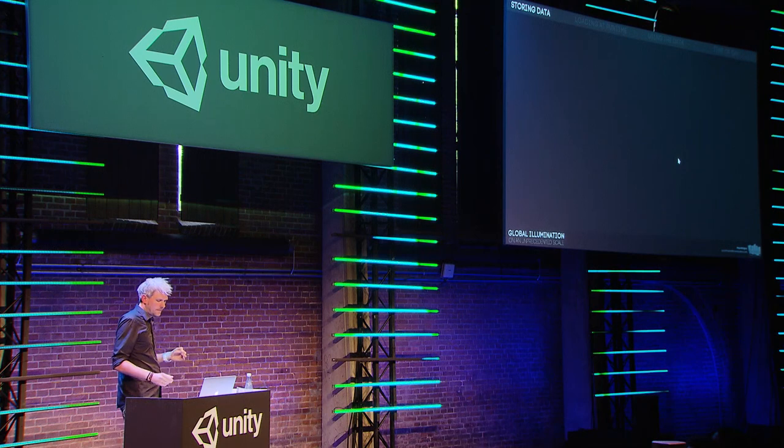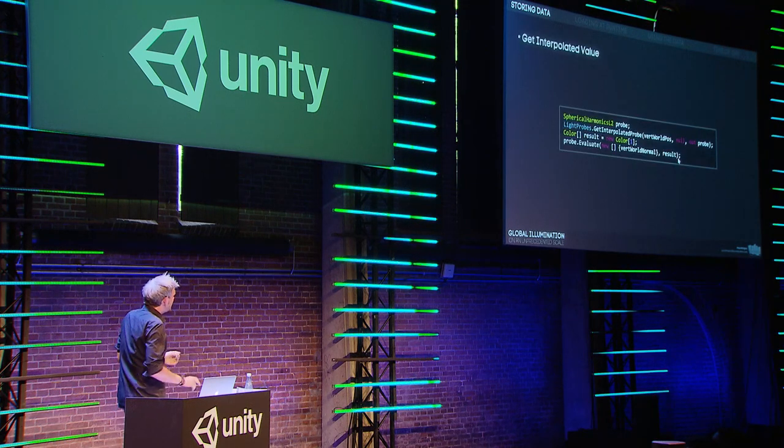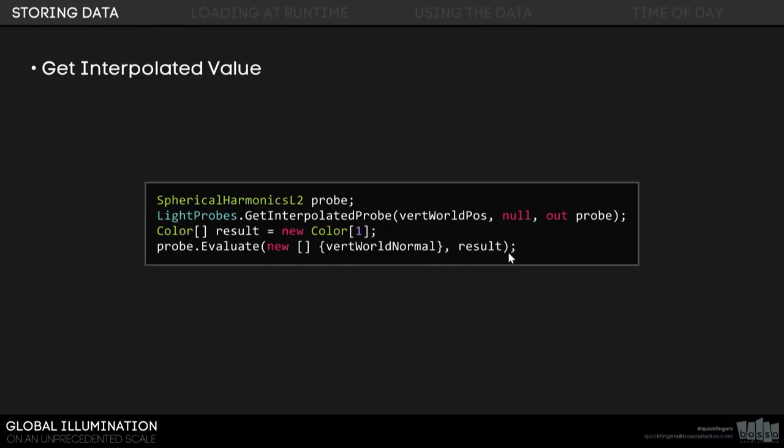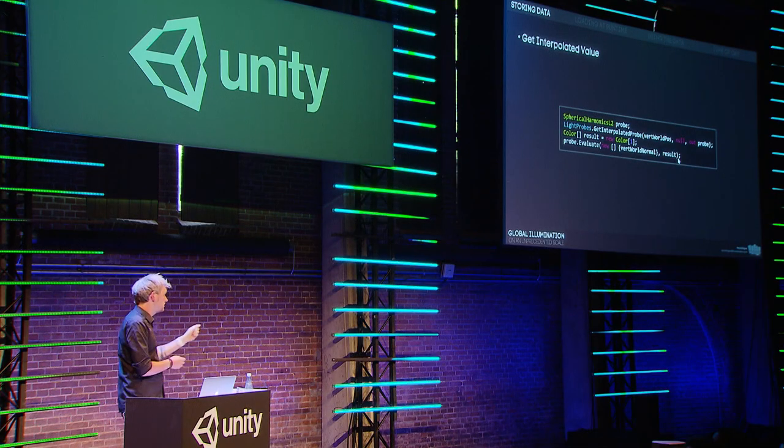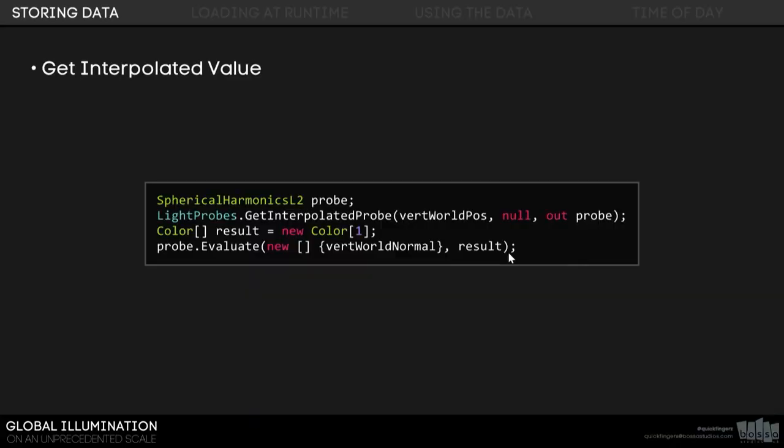So here's what we do. We get an interpolated probe value for every single vertex of every object. So like I said earlier, if you've got every single renderer for every LOD, you just use LightProbes.GetInterpolatedProbe for the world position of that vertex. Sample it based on the world normal of that vertex, and that will give you a color value that's pretty accurate, as long as your light probe grid is set up well for the indirect contribution for that vertex. And that's cool. You can do that for all of the vertices in the scene.